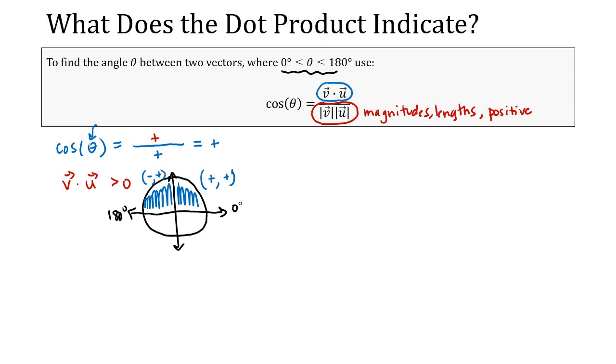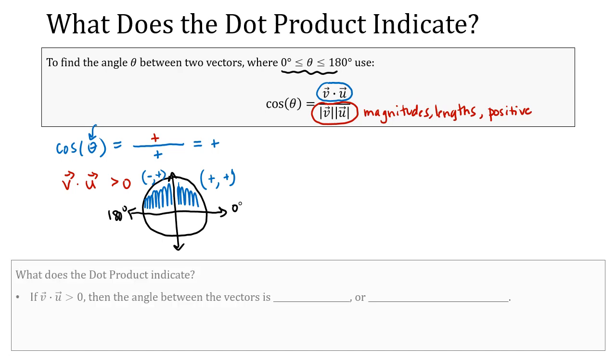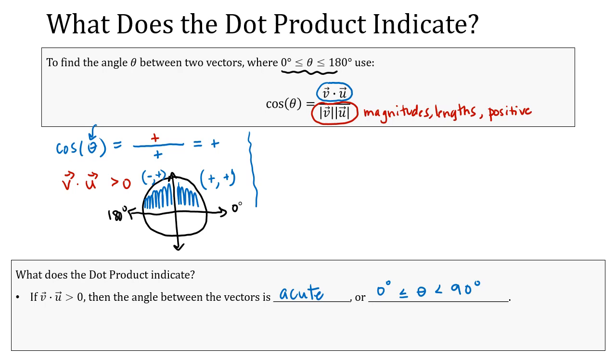So if the dot product is positive, then what that tells us is that the angle between those vectors is an acute angle. What is an acute angle? An acute angle is an angle that is between 0 and 90 degrees, right? Has to be in quadrant 1. Okay, let's take a look at another scenario, and I'll just draw a line here.